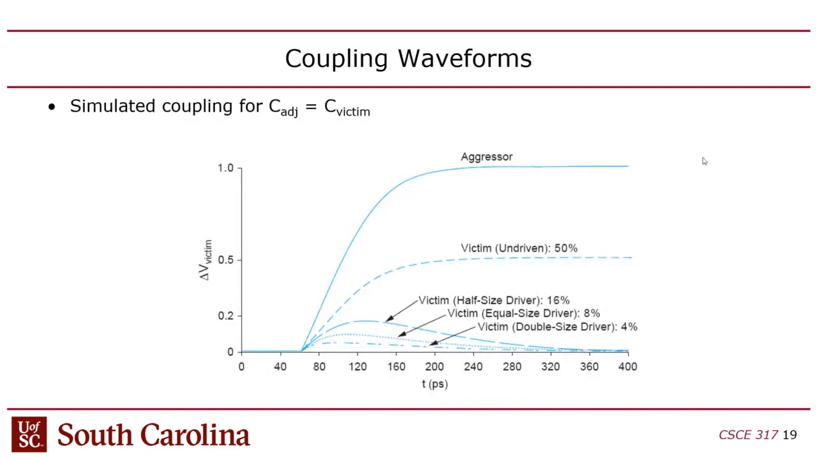Okay, so this is a neat figure that was in the book. It basically shows that if you have an undriven wire and you switch the aggressor from 0 to 1 volts, you could see up to a 0.5 volt swing in a victim wire. But if it's driven with a half size driver, it's not affected as much. And obviously a double size driver would be affected very little.